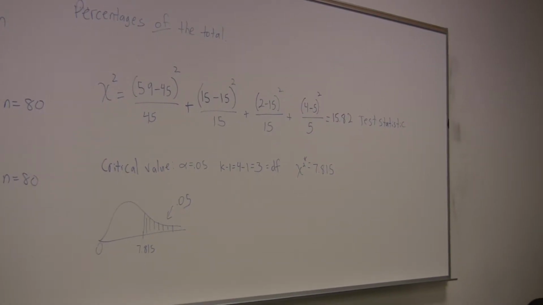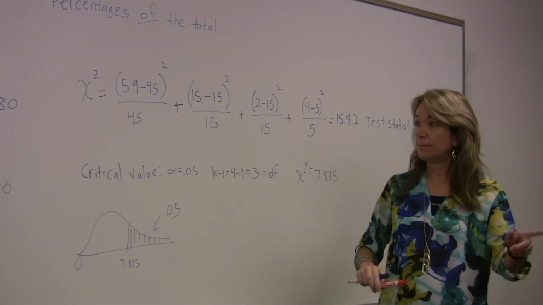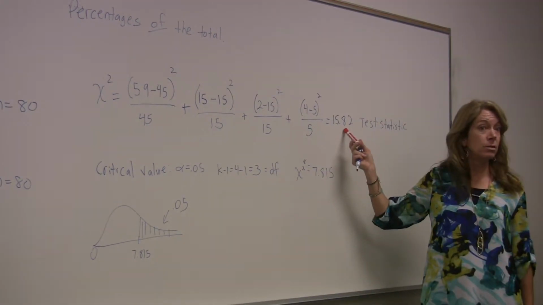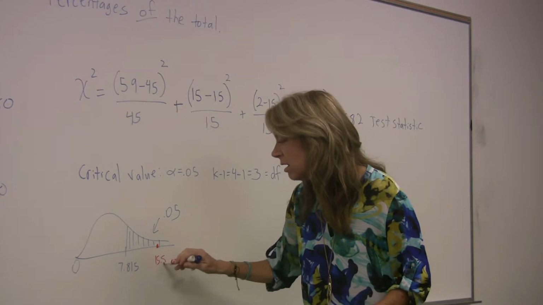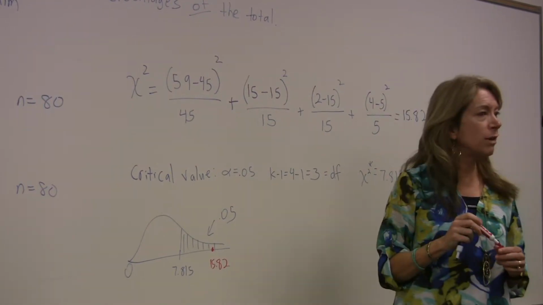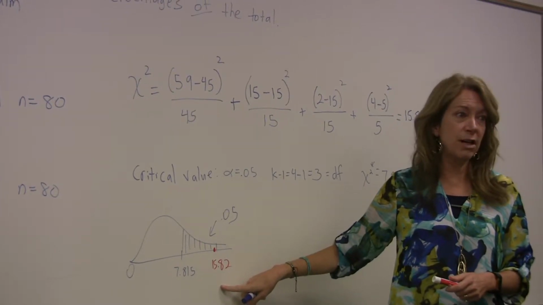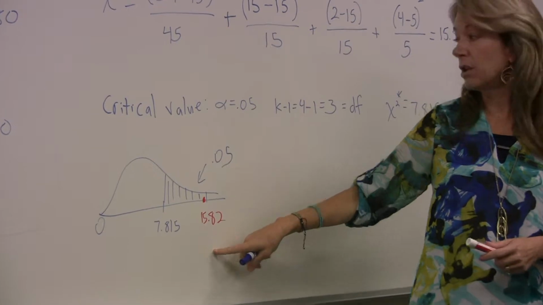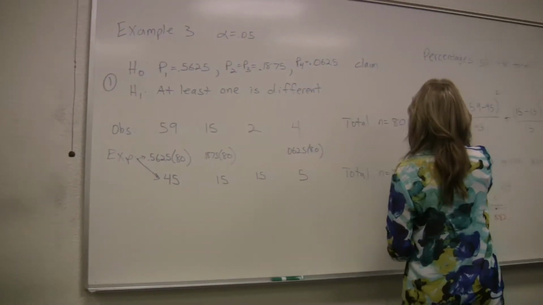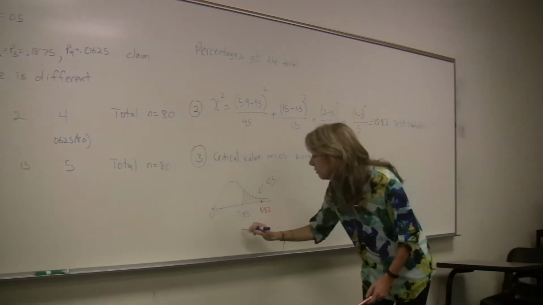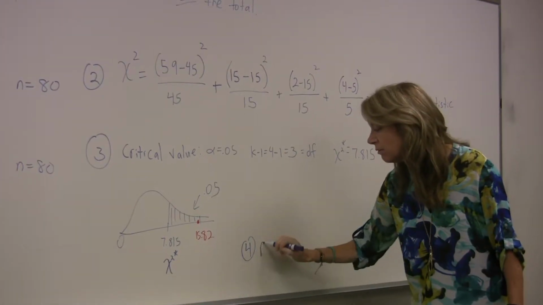If I'm using the critical value method, what am I going to do? Reject. 15.82 is bigger than 7.815. Where is it in this range? It's definitely over here somewhere, in the critical region, which I also like to call the rejection region. Because 15.82 is in the rejection region, it tells me to reject H0. Let me label my steps here. This was step 1, this was step 2. I just worked on step 3: here's my critical value, my chi-squared star. And my step 4 is to reject H0.